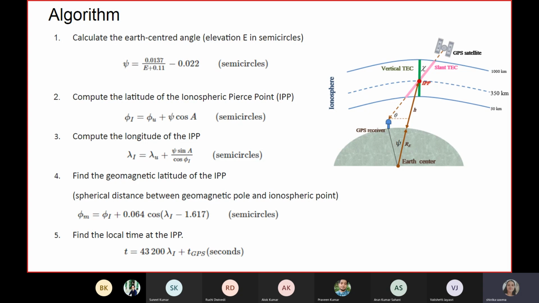So first we want to find the coordinates of this ionospheric pierce point. We'll find the latitude, then we'll find the longitude, and then we'll convert this value to the geomagnetic coordinates. That is the spherical distance between the geomagnetic pole and the ionospheric point. Then we'll find the local time at this IPP.